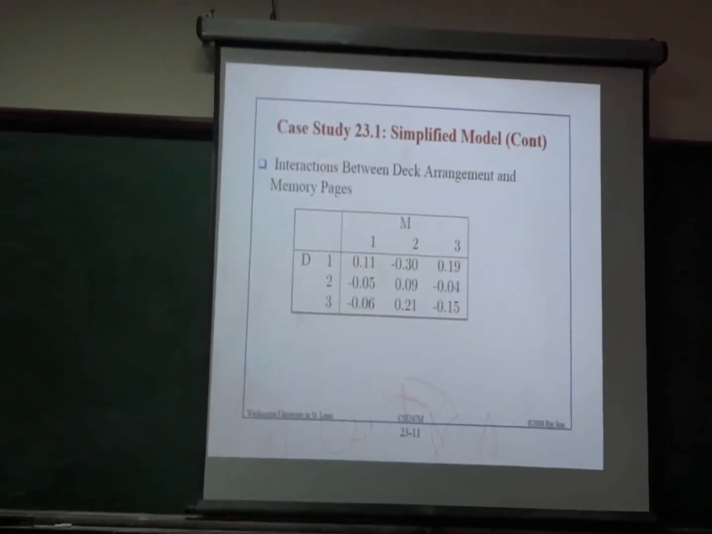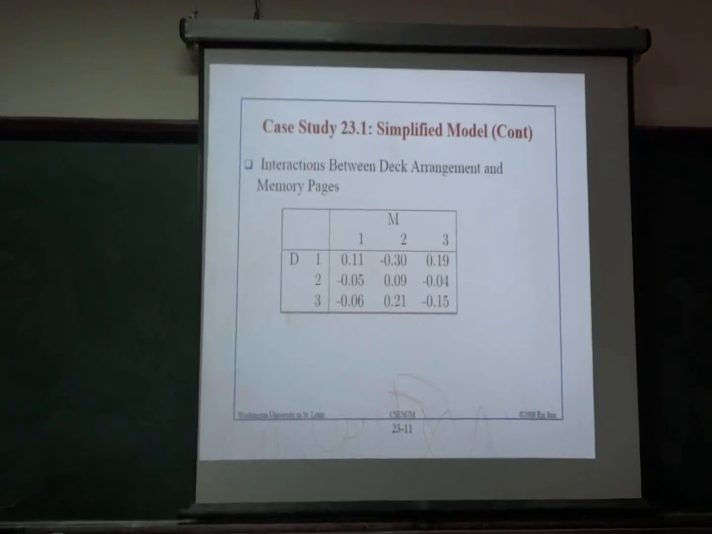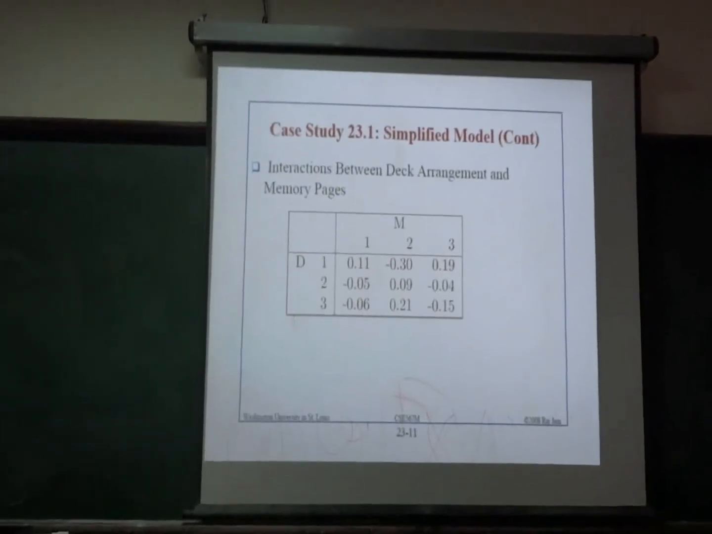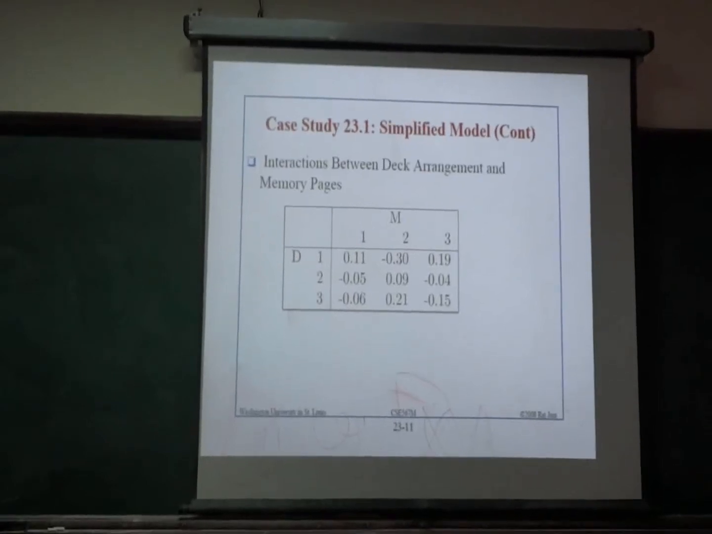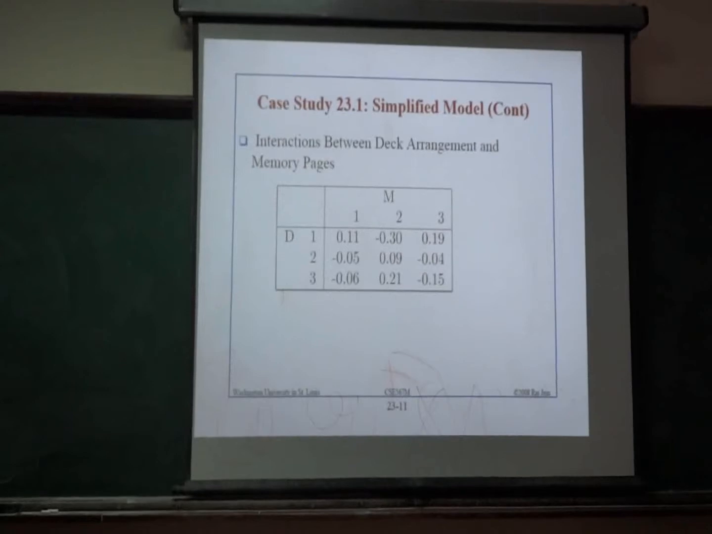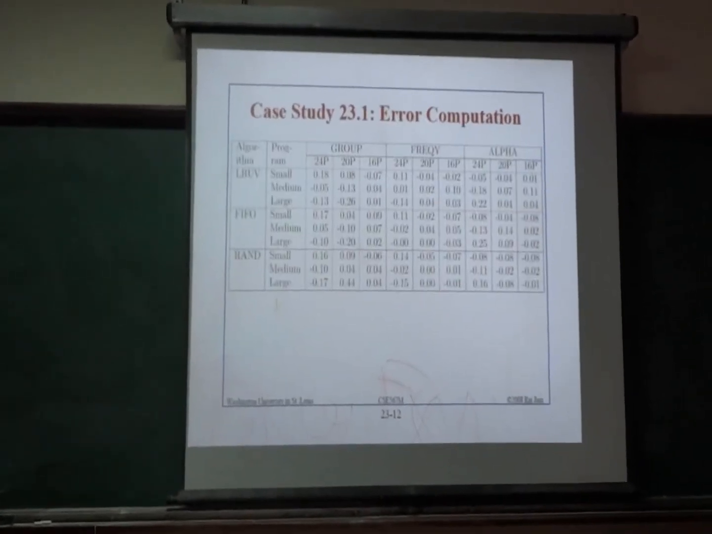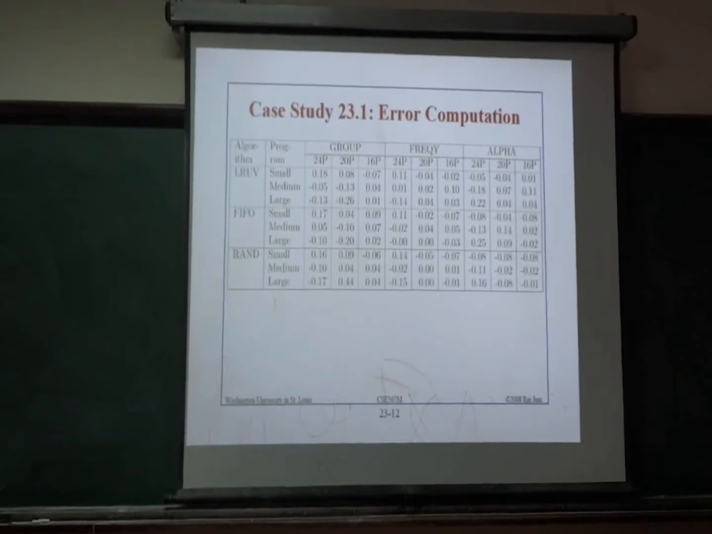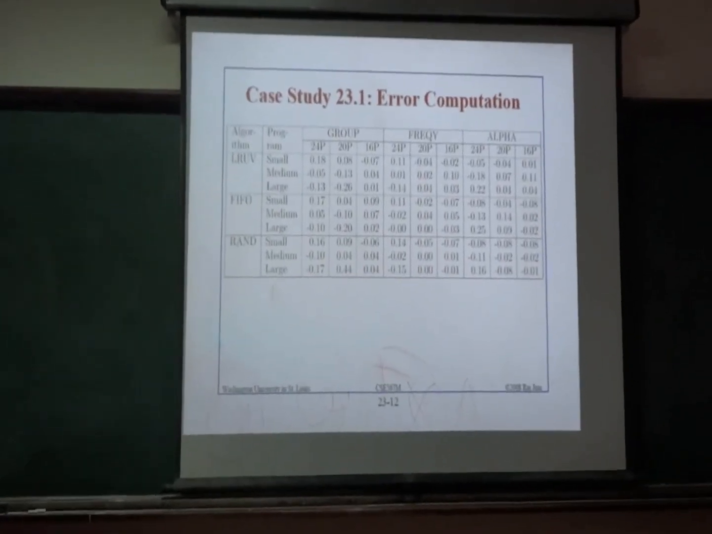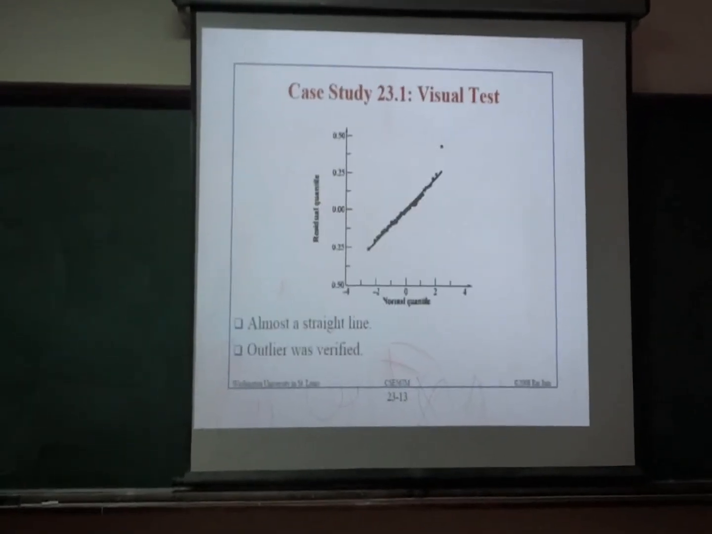The estimated values of these interactions at various combinations of factors D and M are shown in this table. The difference between the estimated response using the model and the measured response is the error. The errors in all 81 observations are shown in this table. Errors in the computation. The normal quantile-quantile plot of the residuals is shown in this graph.